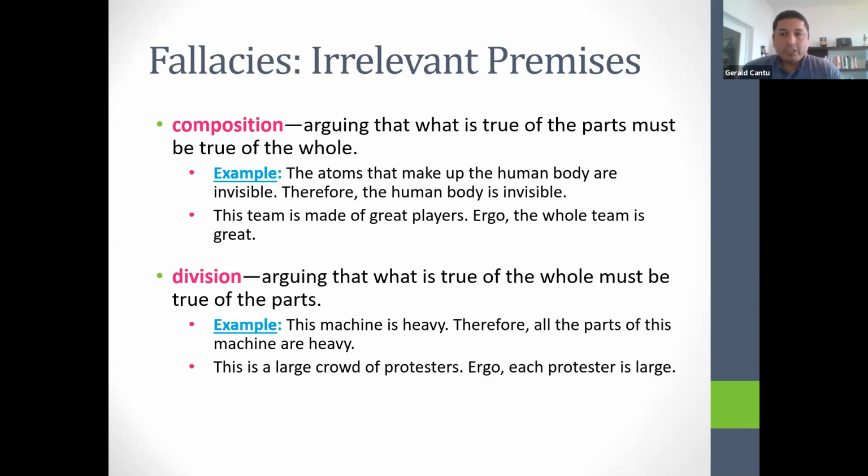A fallacy of division works the other way. It's where you attribute a feature to a whole, and then you divide it into the parts, right? So you say, some whole has a feature, therefore, its parts must have the same feature. So, this machine is heavy. There's a laptop in front of me, and it's kind of heavy because it has an older touchscreen LCD on it. So it's relatively heavy. Therefore, all the parts of this machine are heavy. And that's false because if you take one part off, it's not going to be heavy. It's going to be light, relatively speaking. So the conclusion can be false, even though the premise is true.